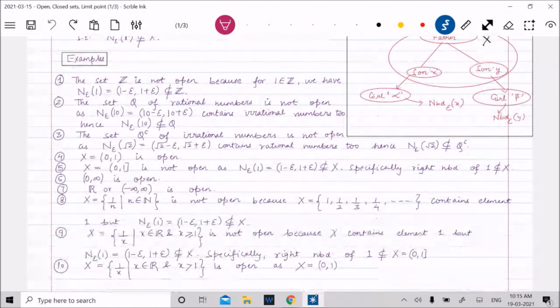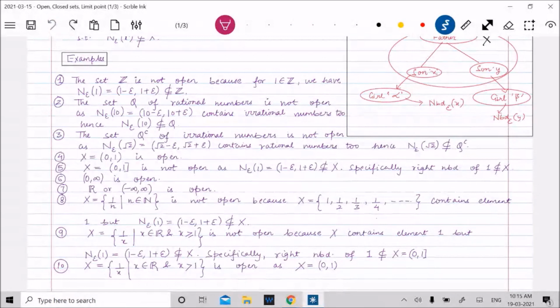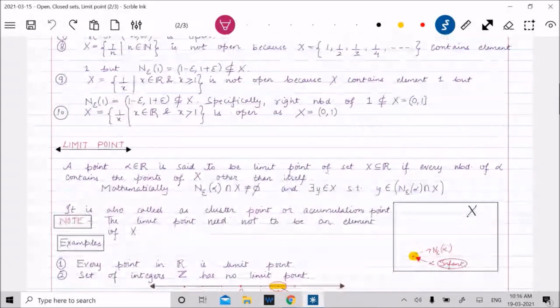So you can see that there are so many examples here, and you can apply the same reasoning again and again to see why these sets are open and why they are not open, right? Okay, now I will move to the limit point.